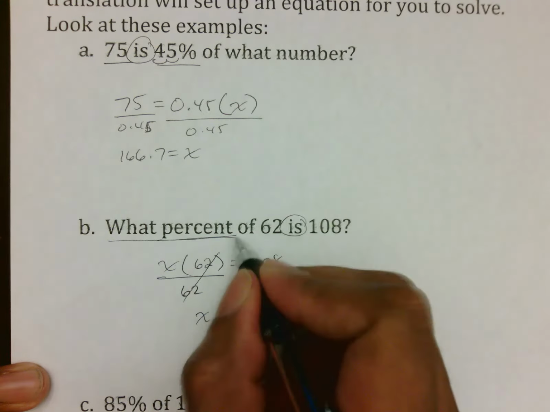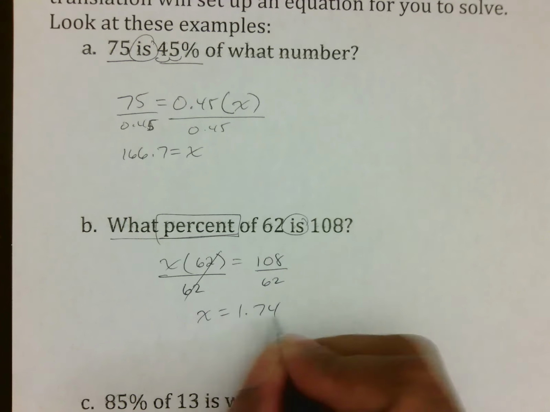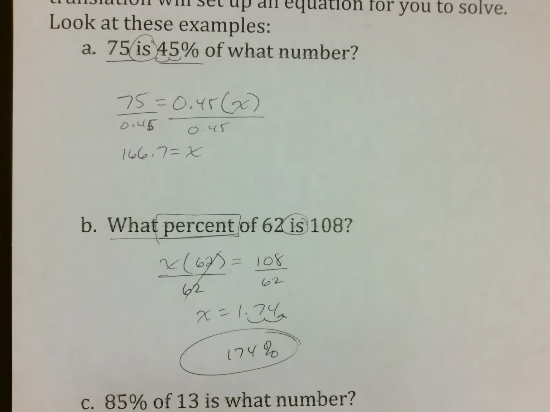Now the key thing here is that we want the percent version of that, because it says what percent of 62. And so remember, this is a decimal form of a percent. So we move the decimal 2 spots, and we get the answer of 174%.